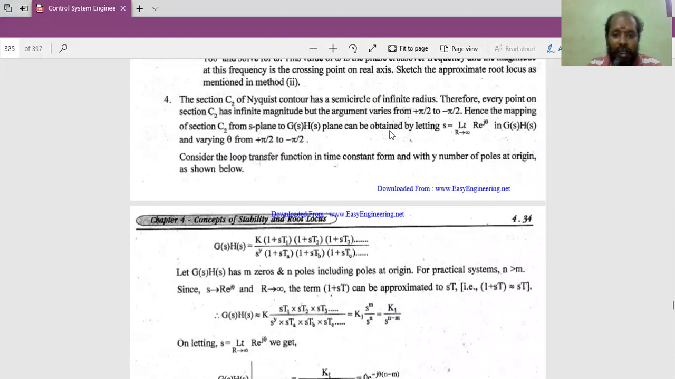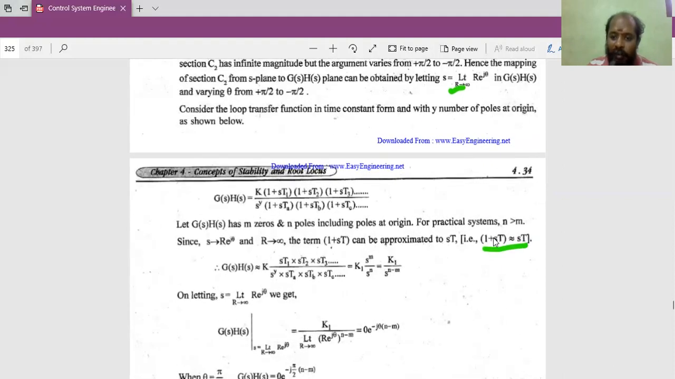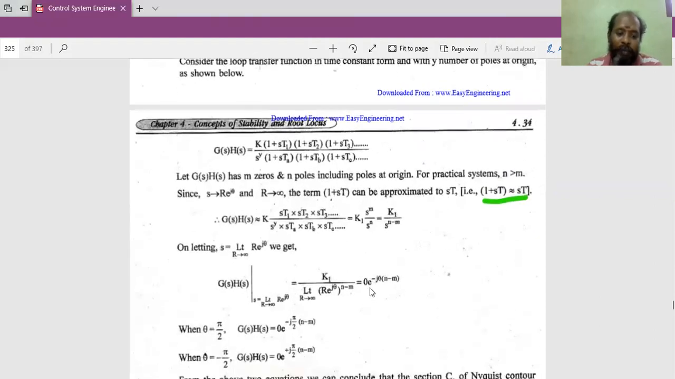Hence the mapping can be obtained by setting S is equal to limit r tends to infinity r e power j theta. Substitute this in place of s in your transfer function, and you can proceed by varying theta from pi by 2 to minus pi by 2. Now the assumption: in 1 plus sT, since r is infinity, this 1 will not have a significant contribution, so you can convert 1 plus sT into sT and substitute this, so you will get a value. Based on that we can map it.